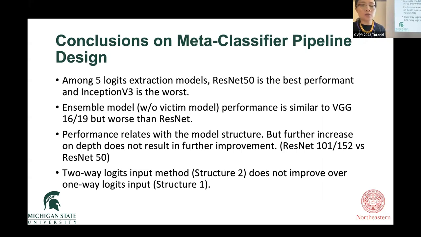Okay, so here is the conclusion of our solution to the first problem, the meta classifier pipeline design. First of all, among the different choices of the logit extraction model, ResNet 50 seems to be the best choice. We also tried an ensemble of different models, but its performance is only similar to VGG, still worse than ResNet. We believe the performance relates to the model structure, but further increasing the depth doesn't help improve the performance, so we stay with ResNet 50. And the two-way logit input method doesn't improve over the one-way logit input.